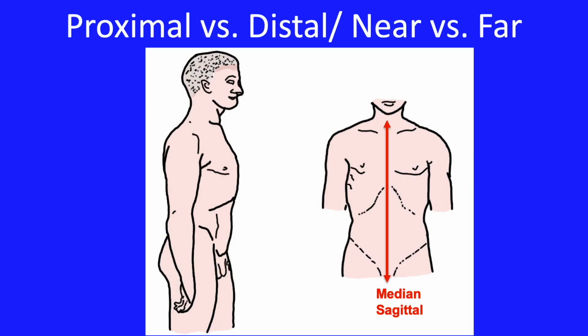Back to terms of orientation. Previously, we discussed that the median sagittal plane separates the body into right and left. Also, however, we use the terms proximal or distal, near versus far, to relate the position of a structure relative to the median sagittal plane. For example, the wrist is distal to the elbow, and the elbow is distal to the shoulder. In turn, the shoulder is proximal to the elbow, and the elbow is proximal to the wrist.